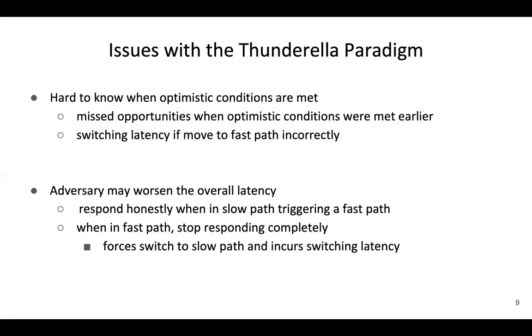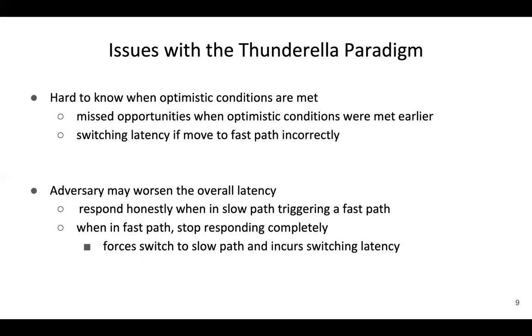Second, an adversary under minority corruption may attack this strategy and worsen overall commit latency. For example, when a protocol is in the slow path, the Byzantine replicas may respond quickly and trigger the fast path. And once in the fast path, they stop responding completely. So this is going to force an explicit switch to the slow path using an intermediary transition phase, and it's going to incur switching latency. As a result, the overall latency of the protocol is going to be worse than a protocol with a single slow path.